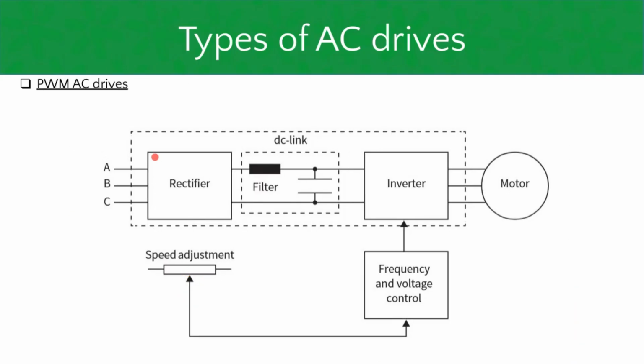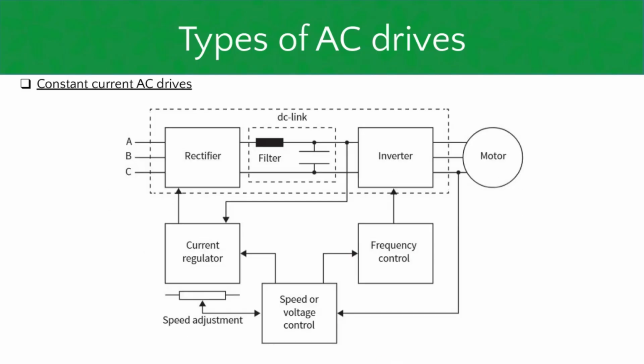Then you have a PWM AC drive, or pulse width modulation. So essentially, your frequency and voltage control is done directly on the inverter itself. You're basically just switching the inverter, changing pulse widths for your voltage, and thus changing the frequency on the inverter.